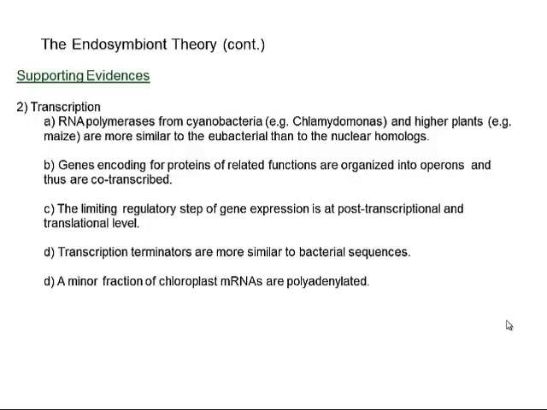The transcription terminators are very similar to bacterial sequences, and chloroplast messenger RNAs tend not to be polyadenylated. Remember, in the nuclear genes we had to include a poly A tail. Transcription happens in the nucleus, but translation happens in the cytoplasm. So in order for the messenger RNA to get out of the nucleus into the cytoplasm, it had to be polyadenylated. It had to have this poly A tail on it. And it's not needed in the chloroplast.